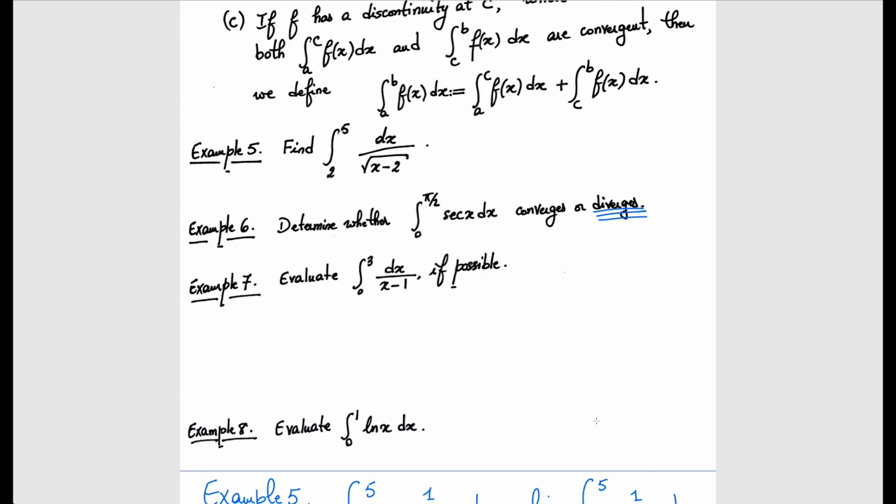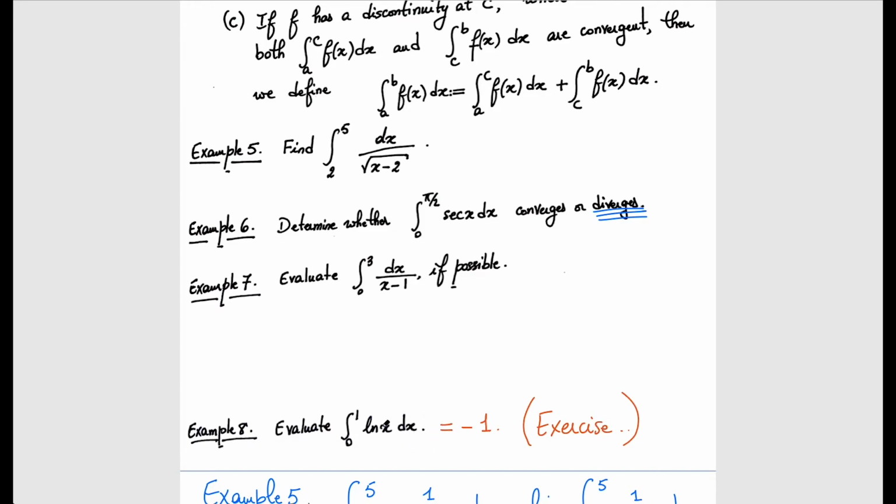All right. Example 8. Evaluate the integral from 0 to 1 of ln x dx. I'm going to leave this one actually as an exercise. I'll tell you what the answer is, but I'll let you think about it on your own. The answer is -1. Okay? So please find this as an exercise.